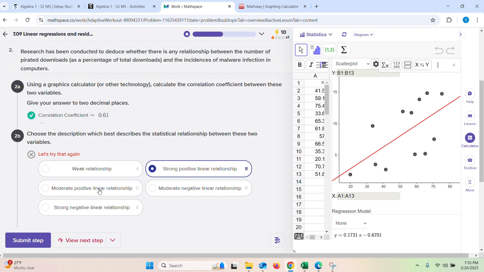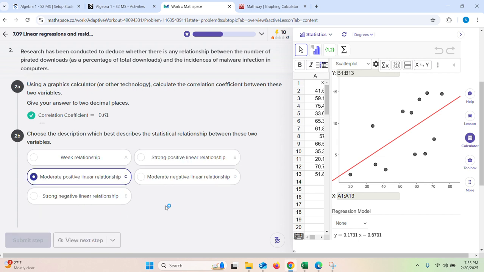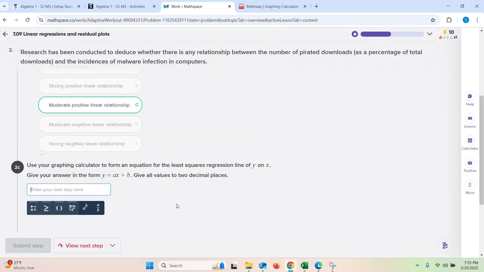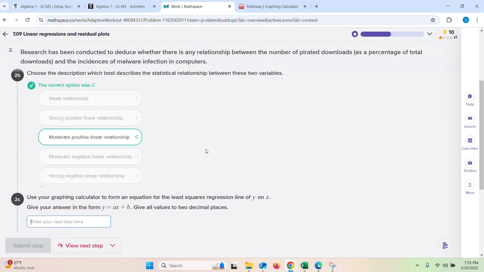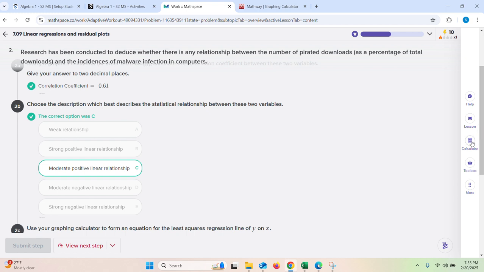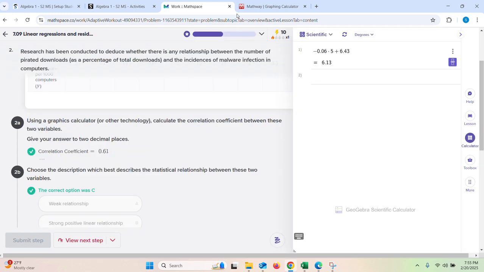I was wrong. I guess because of the spaces between them, if these dots were closer to the line, it would be strong. So I'm going to try moderate, and hopefully I'm right. Otherwise, we're going to, yeah, right. Okay, so it has to do with that. So let me look at the graph again.